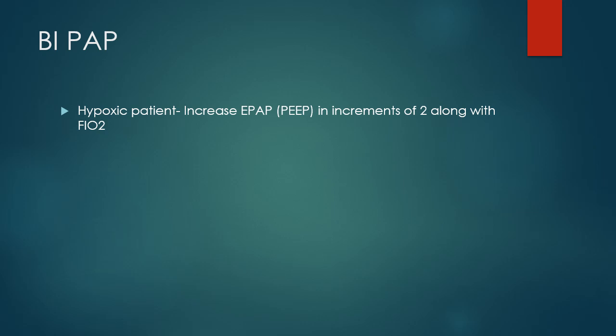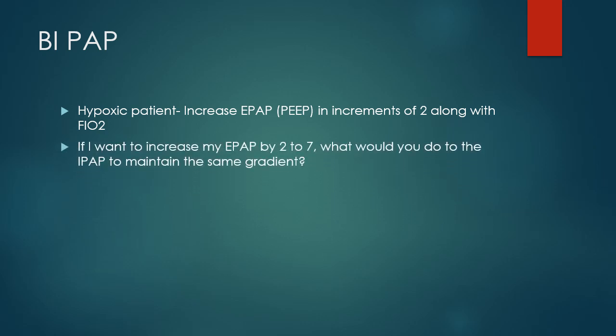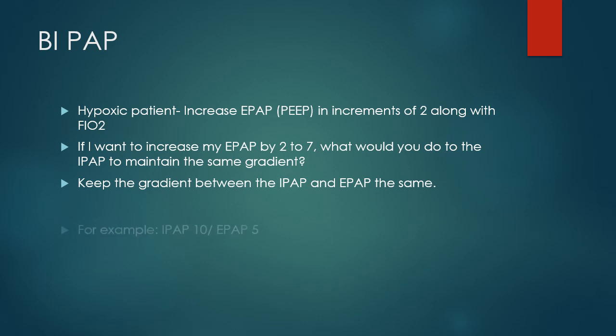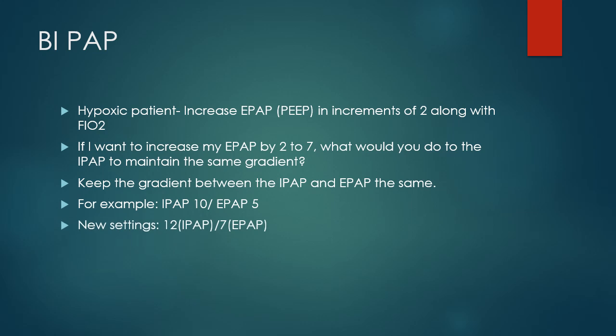So whatever you do to the bottom number, you have to do to the top number to maintain that same gradient. So if I'm starting off at 10/5, an IPAP of 10 and an EPAP of 5, and I want my PEEP, which is your EPAP in BiPAP mode, to be 7, then you're going to have to increase your IPAP by how many points? Hopefully you said 2, because you want to keep that gradient the same. So here's the example, you're 10/5, now you're 12/7. The gradient of pressure support is still 5, but you just helped improve your oxygenation by improving the PEEP to 7.